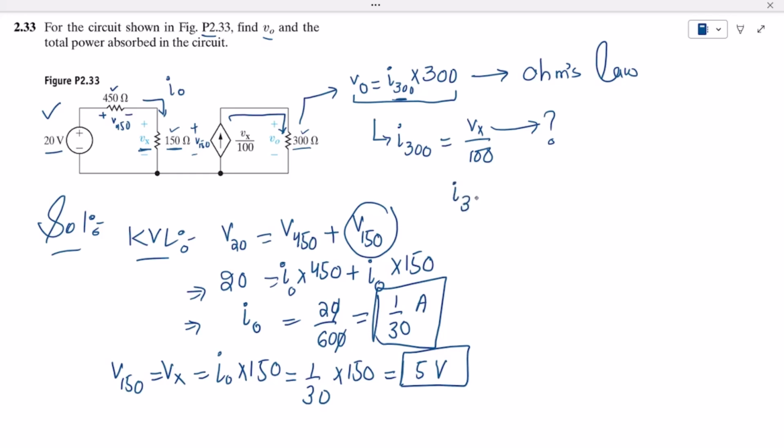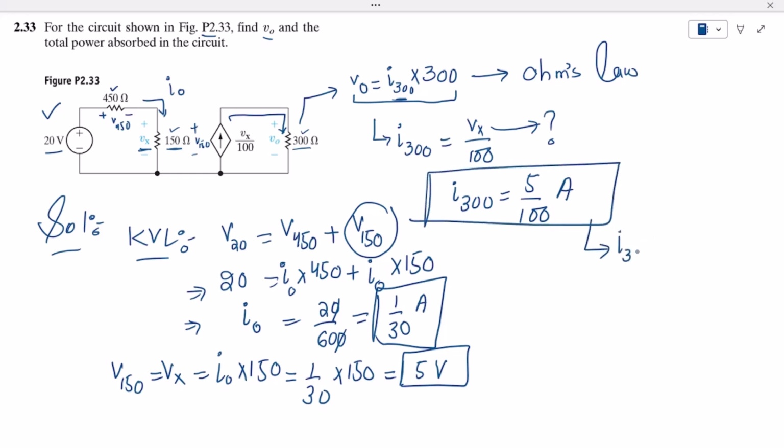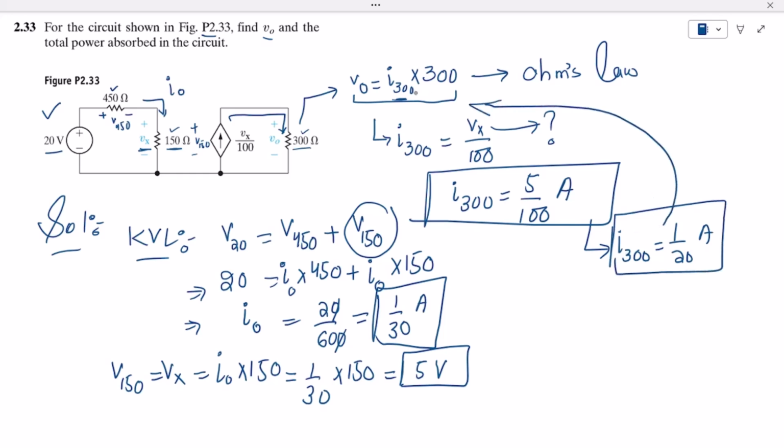Therefore the value of I300 is Vx by 100. So it would be 5 divided by 100 amperes, or I can simplify it: I300 is 1 over 20 amperes. This is also the solution of it. Let me take it and put it here. So putting it here, V naught is equal to I300 multiplied by 300.